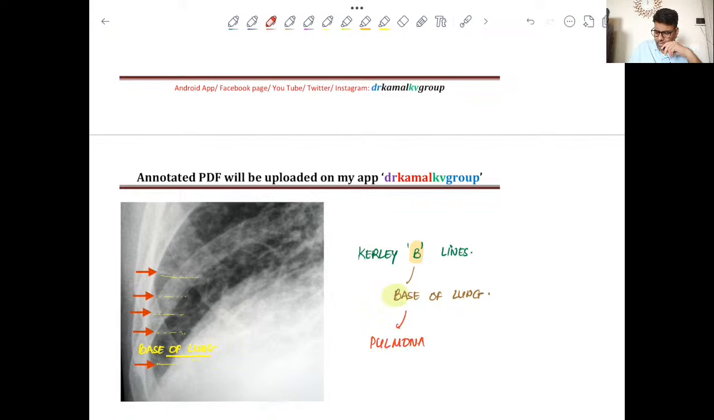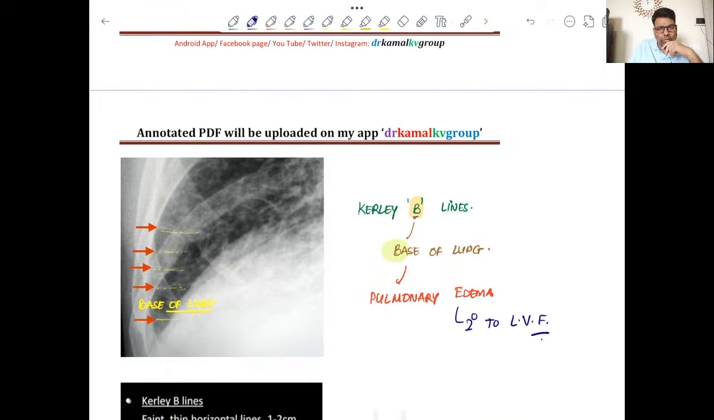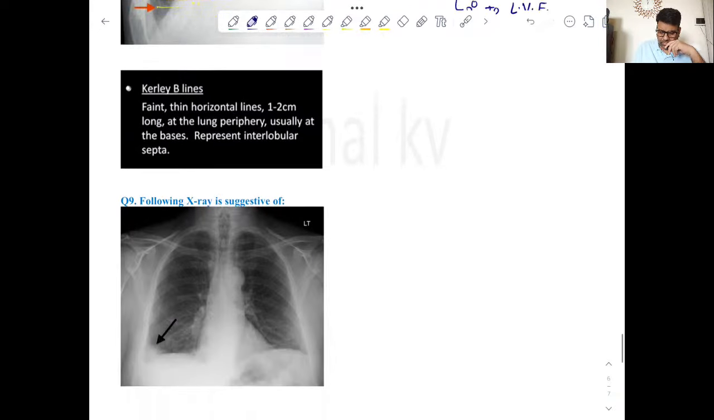pulmonary edema. And pulmonary edema is secondary to left ventricular failure. Okay, so these are curly B lines which are seen in pulmonary edema secondary to left ventricular failure. Okay, so remember B for curly B and B for base. Okay, so curly B lines.